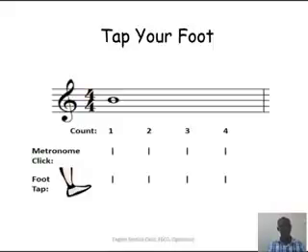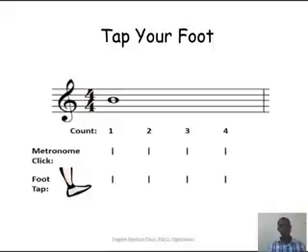1, 2, 3, 4. 1, 2, 3, 4, 1, 2, 3, 4. After the count of 4, you have completed a bar. Then you count another 4, another bar, count another 4, another bar.